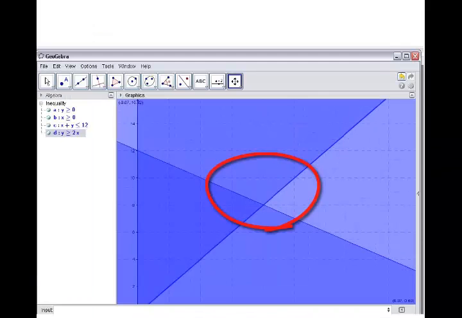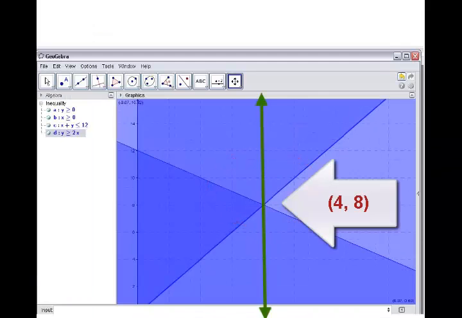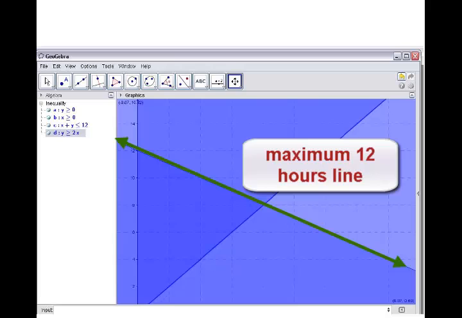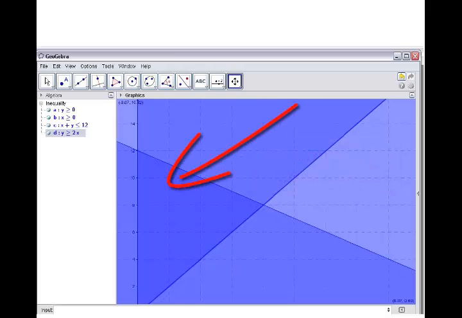The vertex here is significant. If I study 4 hours of mathematics, I must study 8 hours of science to meet the minimum twice as much. At the same time, the 4 hours and 8 hours reaches the maximum hours possible, or 12 hours. There are many possible solutions to choose from, as long as you choose from the solution region.